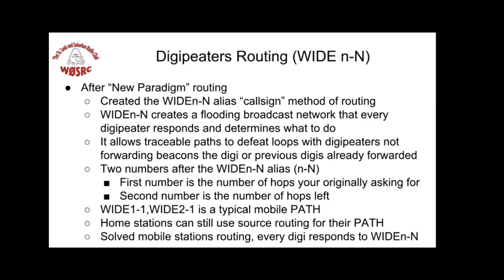I don't know when it was, but it was discovered on the mailing list, the standard, that they came up with this new paradigm. So they created an alias called wide N-N that was basically a quote-unquote call sign method of routing. It creates a flooding broadcast that every Digipeater responds to and determines what to do with that beacon. It allows traceable paths to defeat loops, so Digipeaters don't repeat and forward beacons they've already heard, because that would be bad, right? If I'm a fill-in Digipeater and you go through me and I forward it up to a wide Digipeater, I'm going to probably hear that beacon come back to me. I don't want to re-forward it, so it doesn't create a loop in the system, okay?